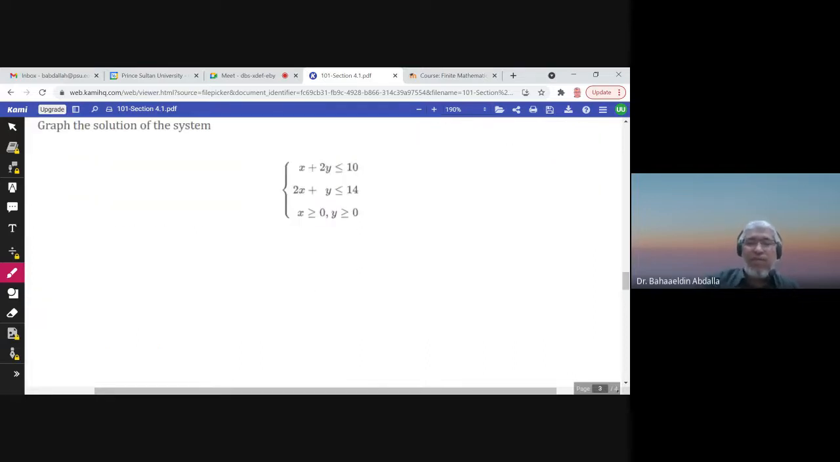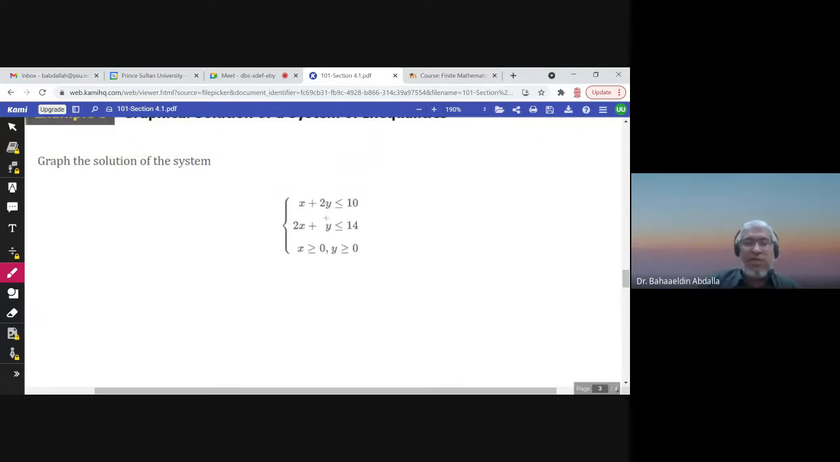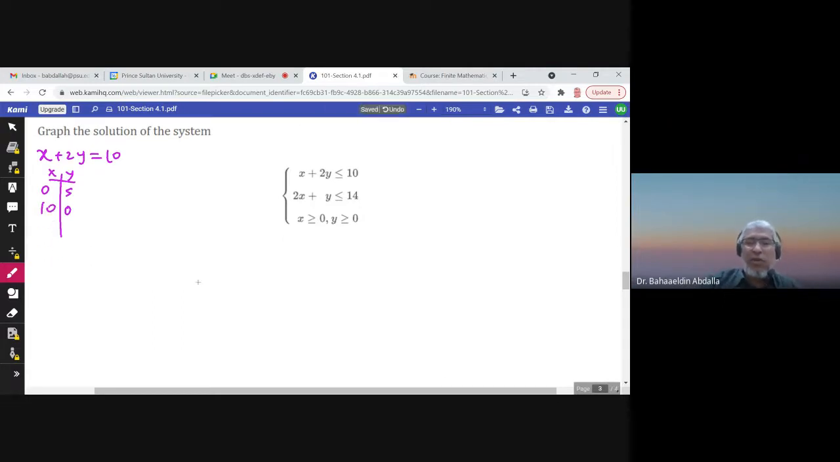Another question. All right, here, let me start with the first inequality. I take the first line, x + 2y = 10, and I sketch the graph of this line. If x is 0, y is 5. If y is 0, x is 10. Good. And for the other inequality, let me draw the line 2x + y = 14. Well, if x is 0, y is 14, and if y is 0, x is 7.